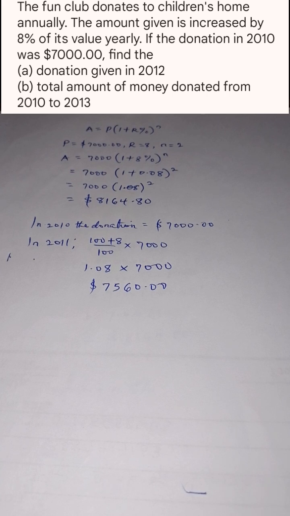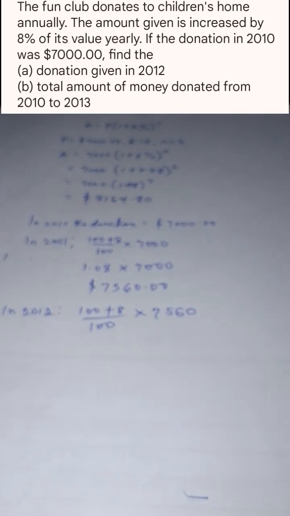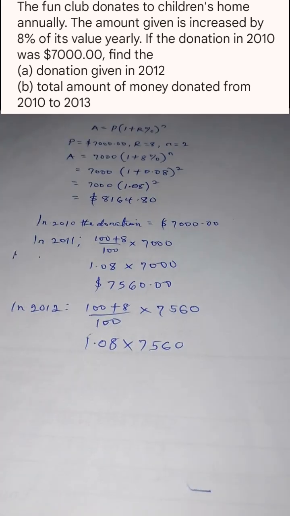Now to the next year, 2012. We have to increase 7,560 by 8%. We do the same process: 100 plus 8 over 100 times 7,560. To simplify this, we have 1.08 times 7,560. Multiplying this together, we have 8,164.80, which is exactly what we had in the formula method. So this is the breakdown.